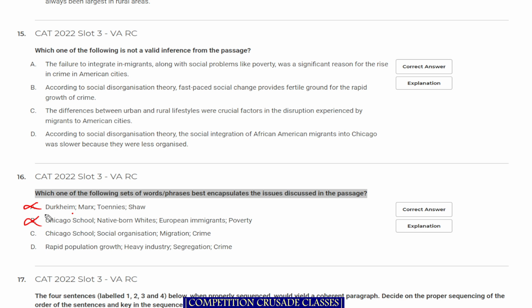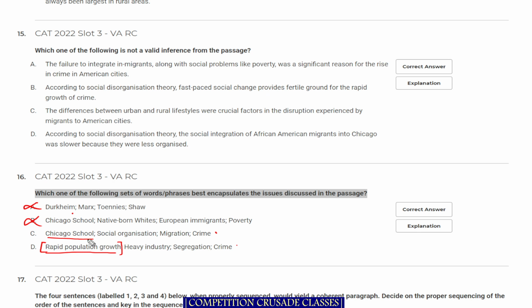We are concluding it in some sort of crime rate that gets increased. And in the last two options, you can see crime and crime, so obviously the last word will not help you that much. The first word, however, rapid population growth and Chicago School: if you go back to the passage, you will realize that rapid population growth is not discussed in the first para. So chronologically, this is not very correct. So rapid population growth and then heavy industries and then segregation and then crime.